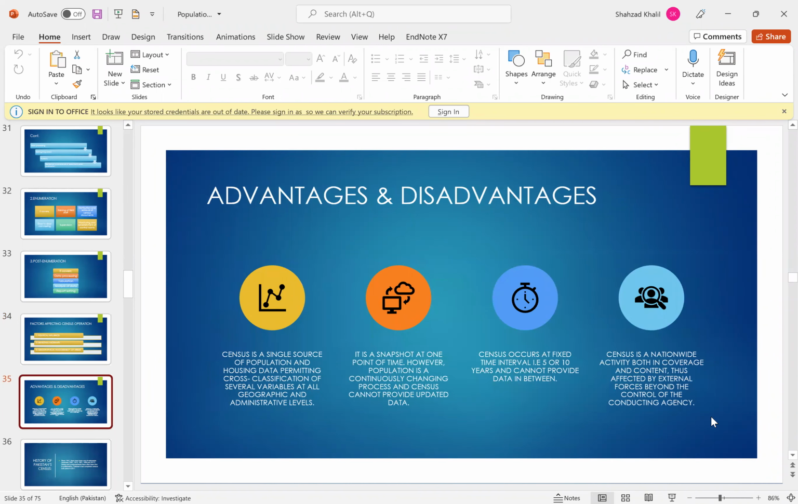Advantages and disadvantages. Census is a single source of population and housing data permitting cross classification of several variables at all geographic and administrative levels. It is a snapshot at one point of time. However, population is a continuously changing process and census cannot provide updated data. Census occurs at fixed time intervals like 5 or 10 years and cannot provide data in between. Census is a nationwide activity both in coverage and content, thus affected by external forces beyond the control of the conducting agency.